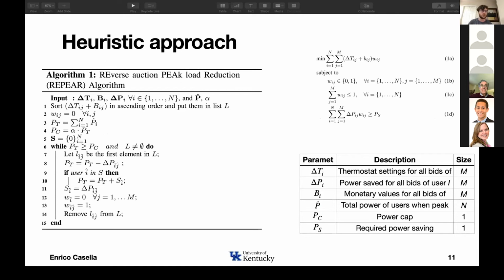So again, we formulate this heuristic approach, which I'm not going to talk too much in detail about for time purposes. But basically, the idea is to have a list where we sort the objective values in ascending order, and then we keep trying. We take the first element, see how much power saving we bring, and then we keep iterating through the list until we're satisfied with the total power saving.